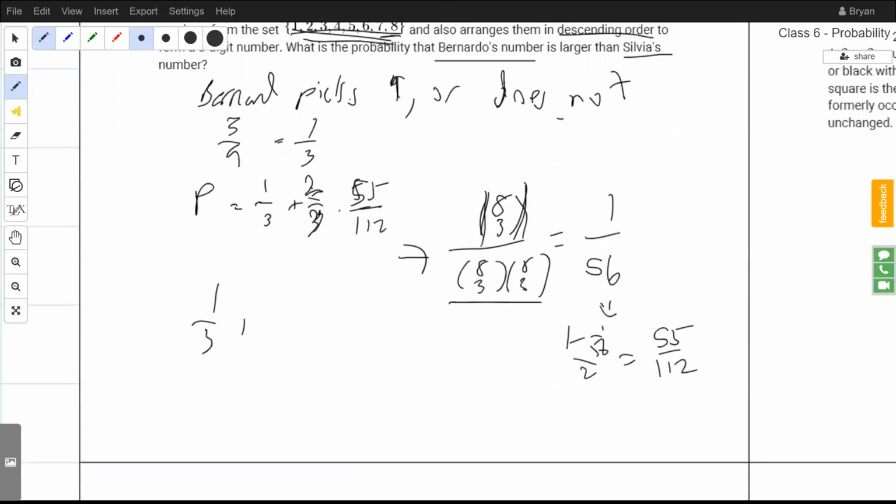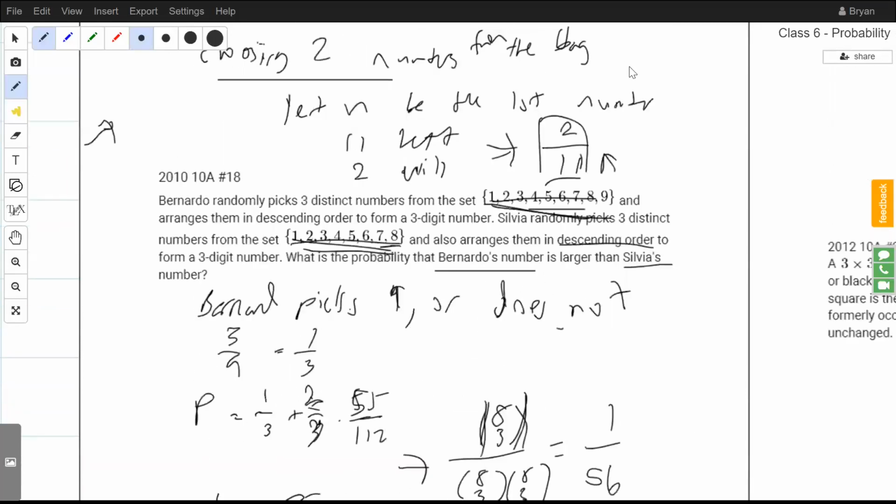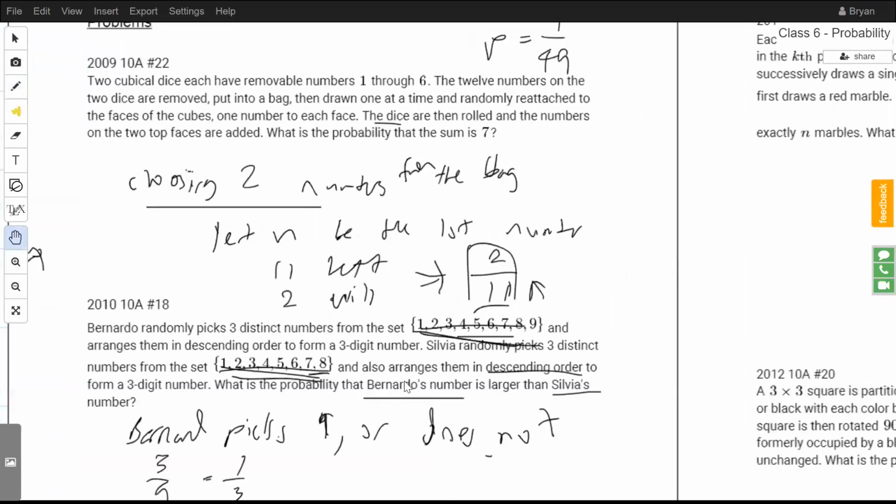So what we're left with is 1/3 plus 55 over 168. This is equal to (56 plus 55) over 168, or 111 over 168. They're all divisible by 3, so we can divide by 3 to get 37 over 56. So yeah, cool symmetry problem. Moving on.